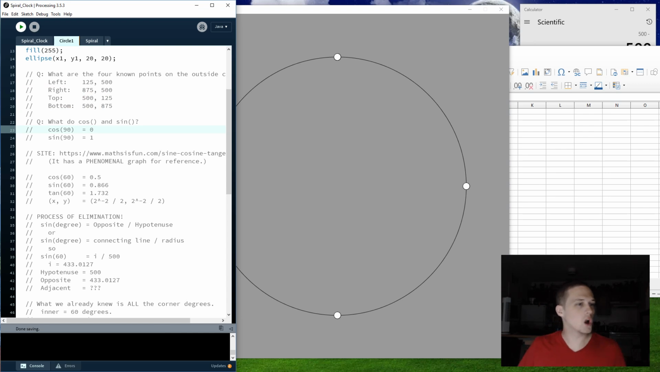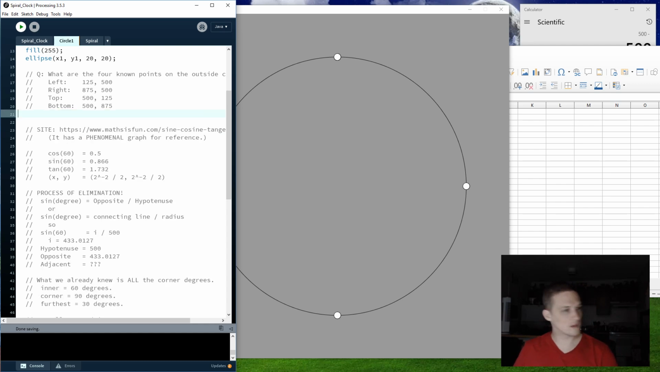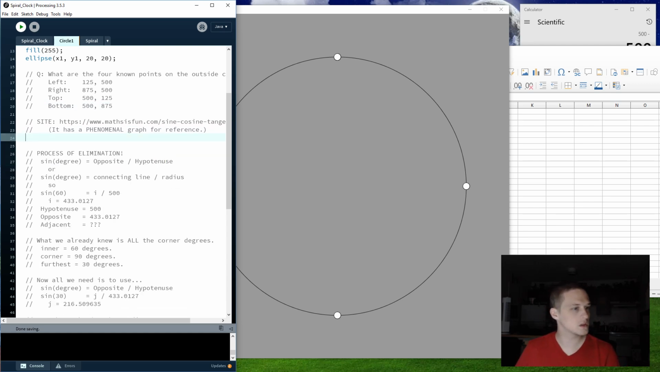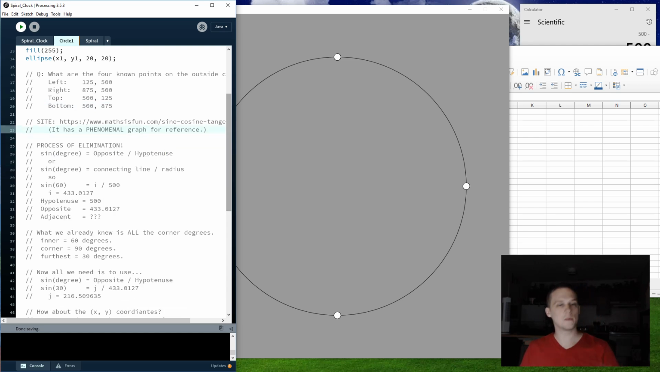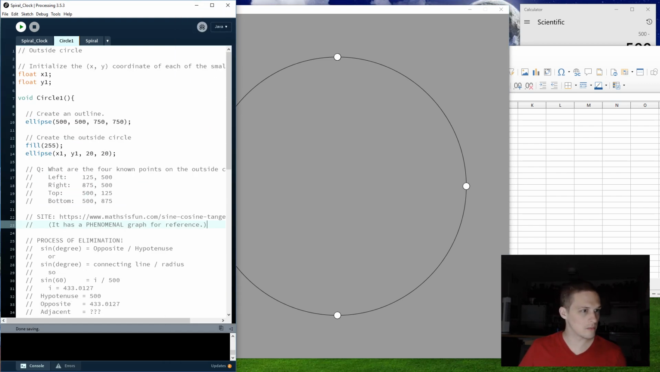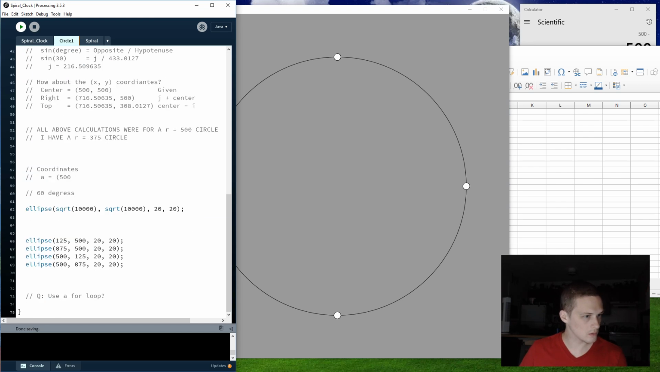So what do cosine and sine do? I didn't know what that means. This is irrelevant information. Cosine, sine, tangent, all this is irrelevant information. The process of elimination. Because what I have right now is the radius. So at the very center of this circle, let's just make it 500, 500.